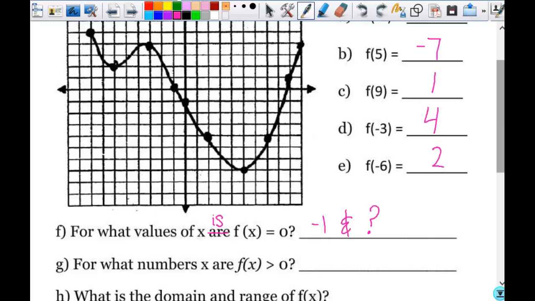So f of x, which means y, if you need to change it to y to make it make sense, it's y. When is y greater than 0? Well, here at, that is negative 8, right? So negative 8 to what? Negative 1. Do I include the negative 1? No, because I don't get to include 0.